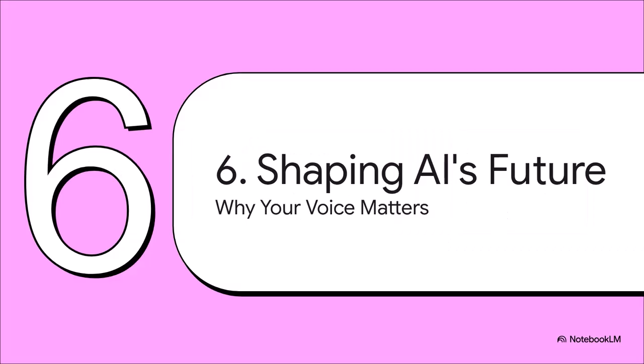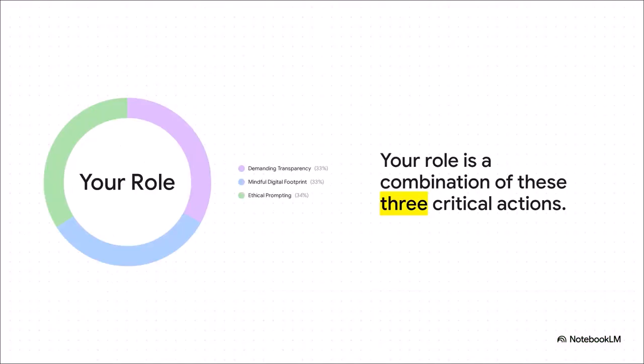So all of this, the data, the bias, the prompting, the privacy, it all builds to one ultimate takeaway. AI isn't just a piece of technology, it's a societal force. And what that means is that every single one of us has a role to play in deciding where it goes next. And your role, our role really, comes down to a mix of 3 critical actions. First, demanding transparency from the companies that are building these tools. Second, just being more mindful of the digital footprint you're leaving behind. And third, using ethical prompting to steer AI in a better direction. You see, each piece of the puzzle is just as vital as the others.